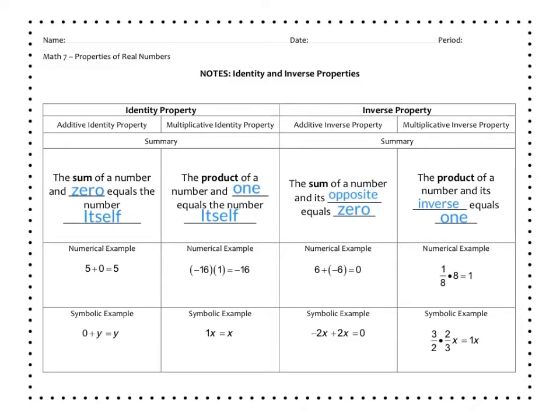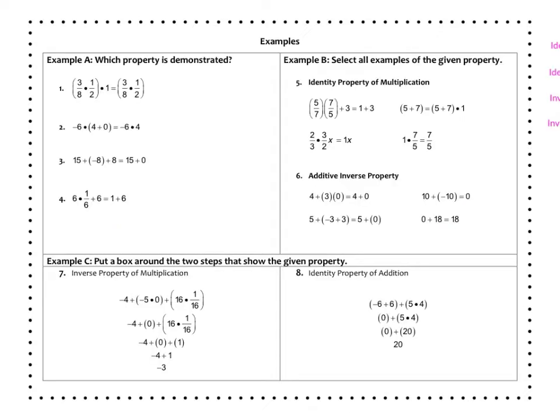Now let's do a few examples. Here we are at example A, and it says which property is demonstrated. We're going to figure out which property each of these is, then we're going to let you try a few on your own. The first one, number 1, says 3 over 8 times 1/2 times 1. When I look at the other side of the equation, I have 3/8 times 1/2. All that happened was I multiplied by 1, and I got the same thing I already had.